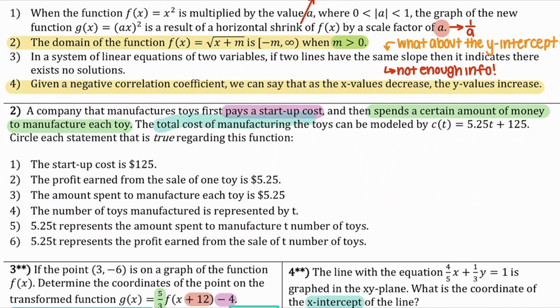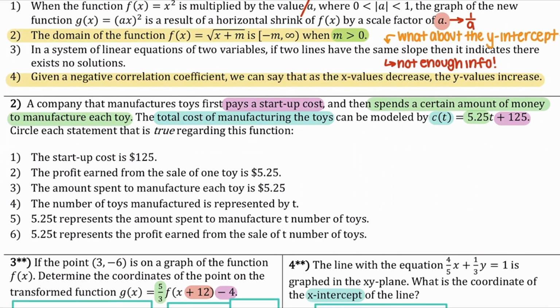So we know that the total cost of manufacturing the toys is going to be C of t itself, since that is our output. And like we said before, the startup cost is going to be our y-intercept, the constant that has no variable affecting it, and then spending a certain amount of money to manufacture each toy, that's going to be our slope, in other words, 5.25. So now let's answer the question. Circle each statement that is true regarding this function. So once again, we have to circle all the correct answers. If one of them is wrong, the whole question is wrong.